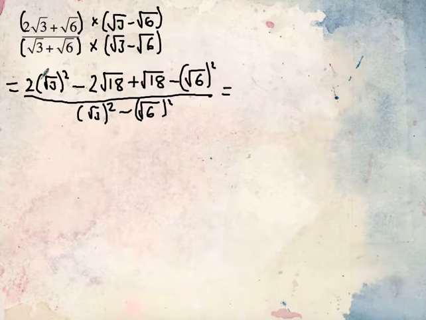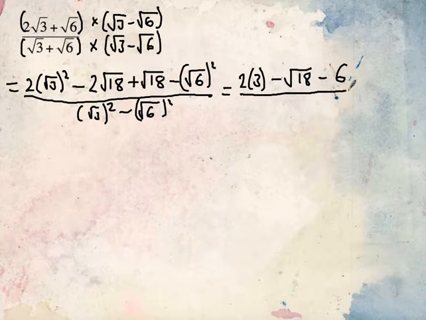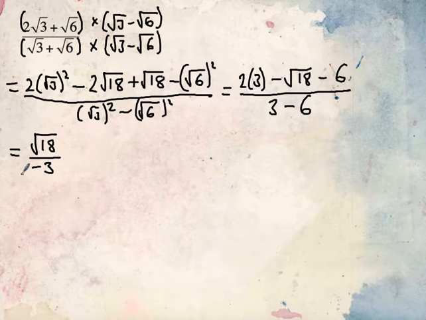Tidying up, I have 2 times 3. I've got minus root 18, because I've got minus 2 plus 1, and then minus 6. And this is all over 3 minus 6. So then just finishing off, tidying up now, I get 6 minus 6 is 0. So I get left with root 18 on the denominator, I get over minus 3.